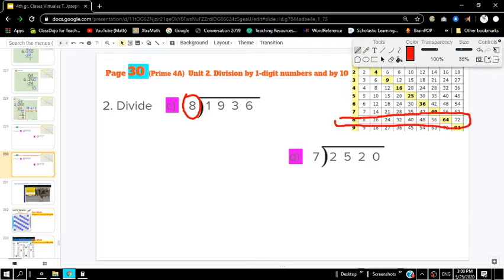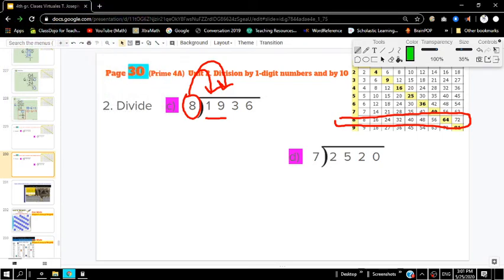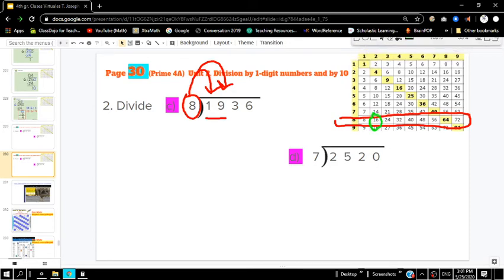8, 16, 24, 32, 40, 48, 56, 64, 72. Those are all of our multiples of 8. Can 8 go into 1? No. Can 8 go into the next two numbers, in other words, 19? It sure can. If we look, 8 times 2 is 16. That's the first number before going over, right? So 8 times 2 is 16.